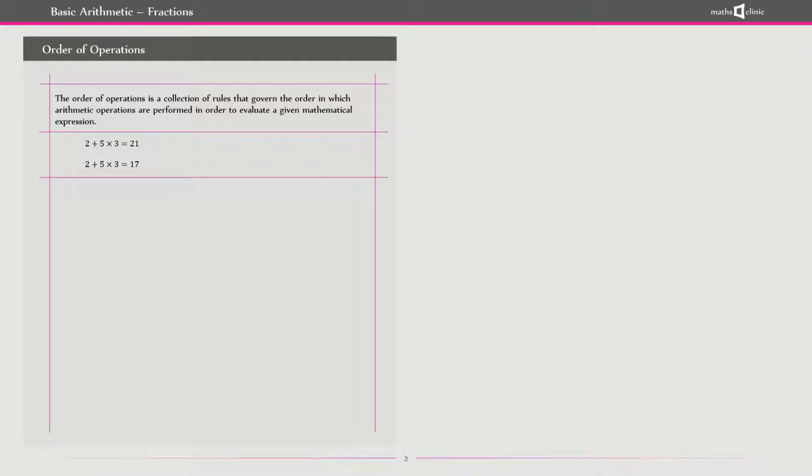Now basically we have the same expression and we have two different answers. The two different answers were a result of the order in which we performed the operations. Did we multiply first before adding, or did we add before multiplying? This is very important because it gives you two different answers, and we want to know which of these answers is actually correct, because they're obviously not both correct. One is wrong and one is right. And that's the idea of the order of operations.